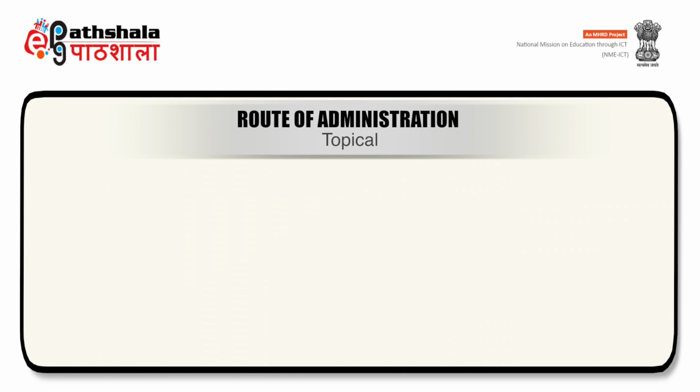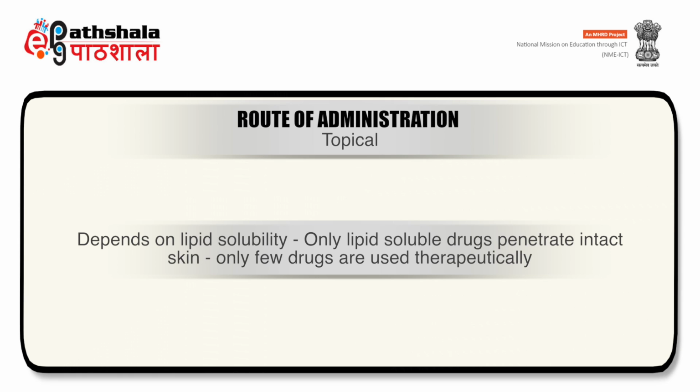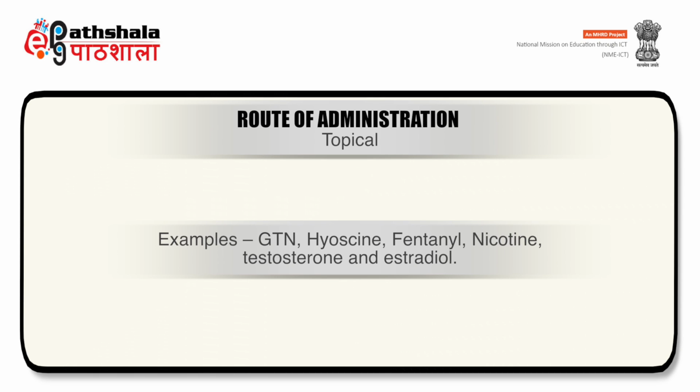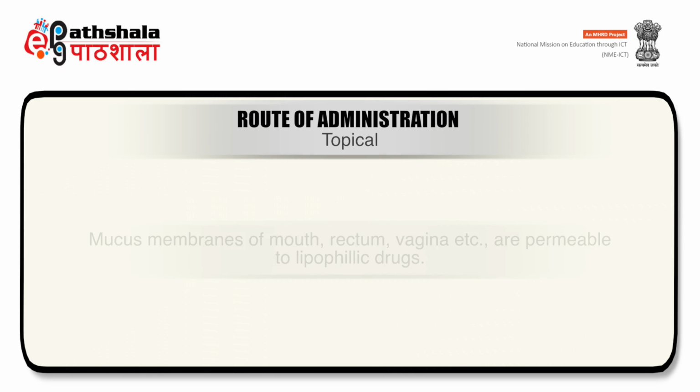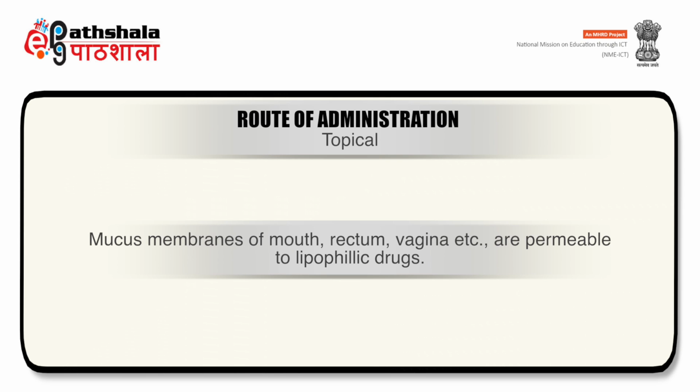Now we'll discuss how the route of administration affects drug transport. For example, the topical route depends upon lipid solubility. Only lipid soluble drugs penetrate intact skin. Only a few drugs are used therapeutically, for example, glyceryl trinitrate, hyoscine, fentanyl, nicotine, testosterone and estradiol. Organophosphorus compounds produce systemic toxicity. The cornea is also permeable to lipid soluble drugs. Mucous membranes of the mouth, rectum, vagina, etc. are also permeable to lipophilic drugs.